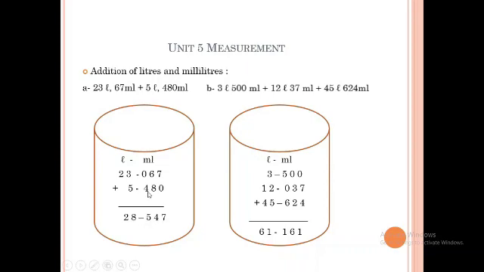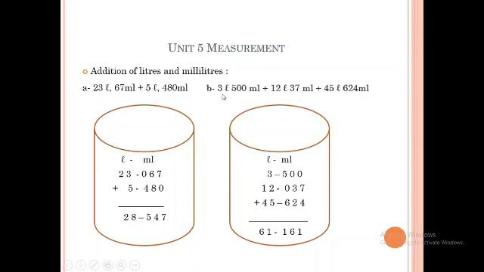So we'll write 480 in the column of milliliter, and following the same rules of addition we will add them. 7 and 8 is 6, 14, 4 is here, 1 will carry forward, 4 plus 1 is 5, 3 plus 5 is 10, and 2 is here. So the answer is 28 liters 547 milliliters.